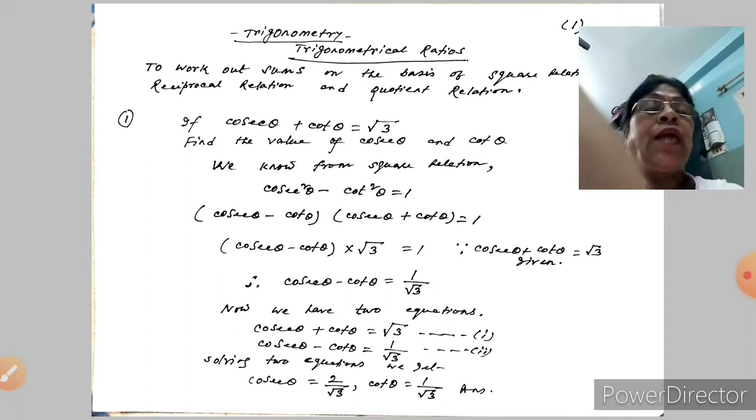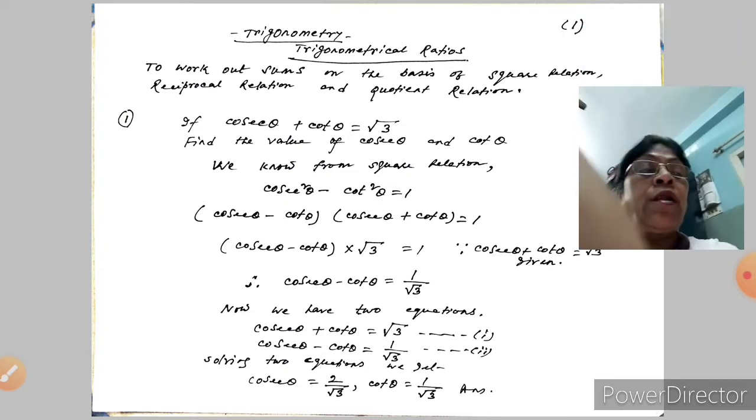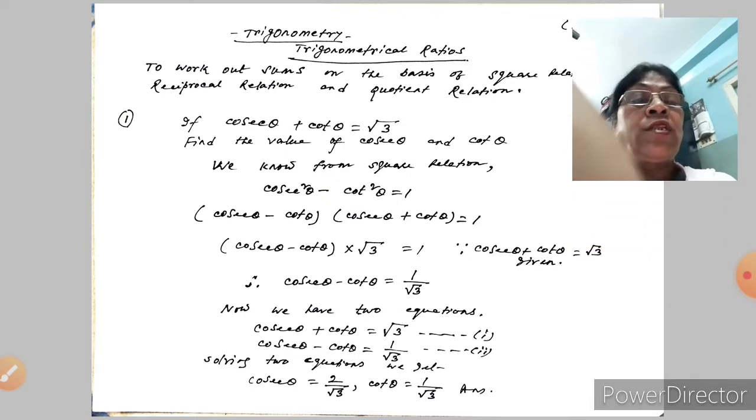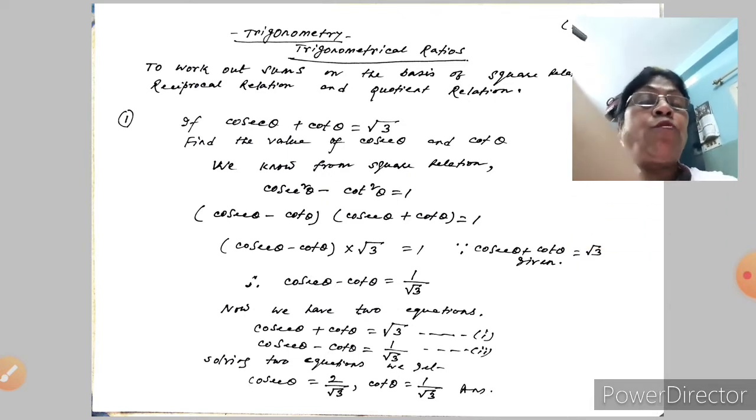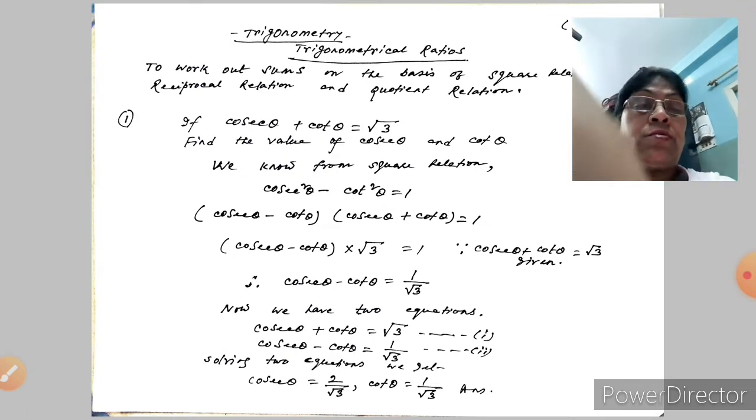I am doing the sum on trigonometry and trigonometrical ratios, to work out sums on the basis of square relation, reciprocal relation and quotient relation. Sum number 1. If cosec theta plus cot theta is equal to root 3, find the value of cosec theta and cot theta.